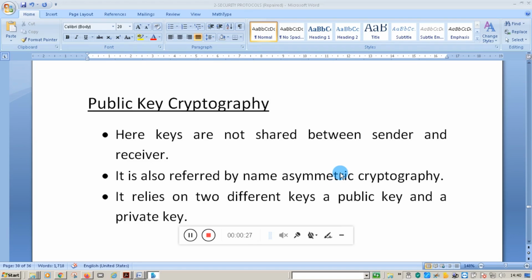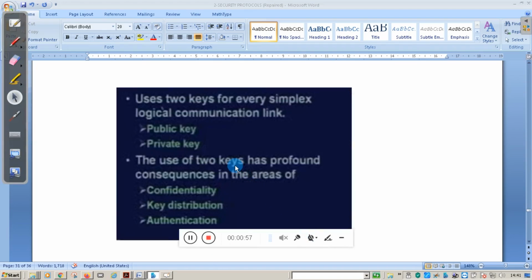As I told in my earlier session, public key cryptography is the technique which makes use of two keys. One is called public and the second one is called private. In the context of symmetric key encryption, it makes use of only one key, that is a single key shared between a sender and a receiver. But in the case of public key cryptography, it will make use of two keys for every simplex logical communication link, that is public key and private key.